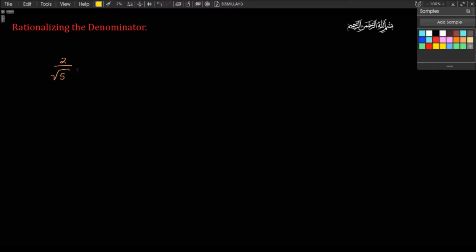So again, if you have a number like this with an irrational number that is square root of 5 in the denominator, that's considered to be not the simplest form of this number. And the idea is to change this number into a different form without changing its value so that there's no square roots in the denominator. And that process is called rationalizing the denominator.